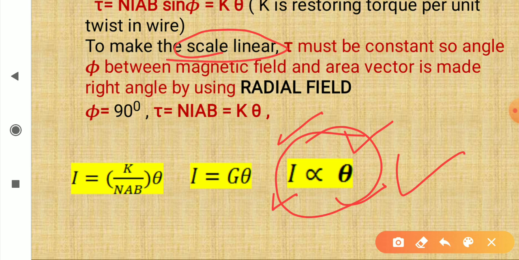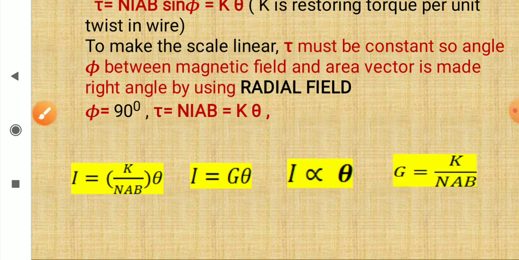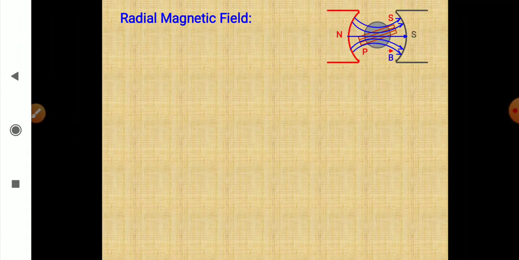And this is why we are required to make this angle phi 90 degrees. For this we use a radial field. So what is a radial field? We'll just find out the value of G here. Let us look at this radial field.